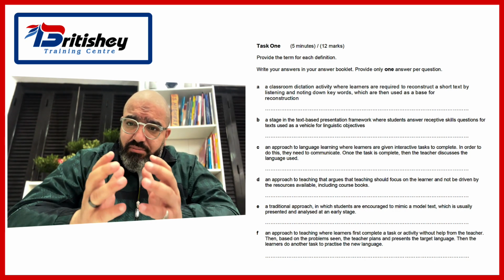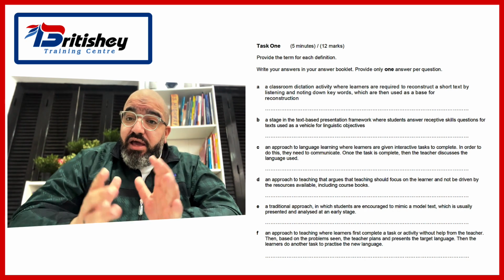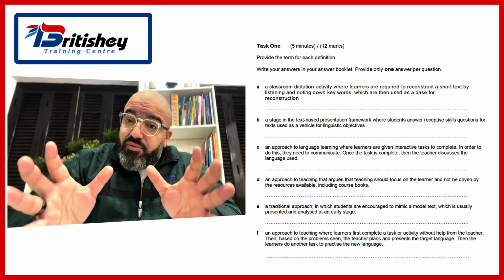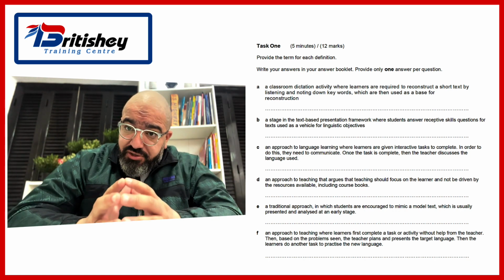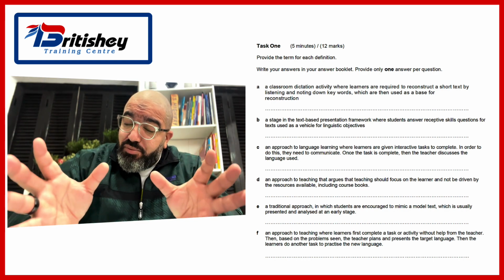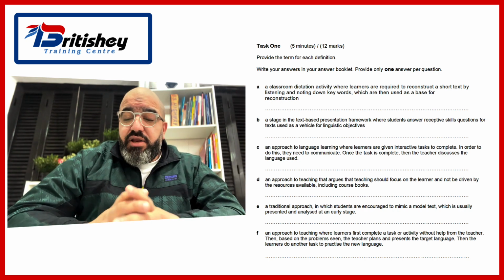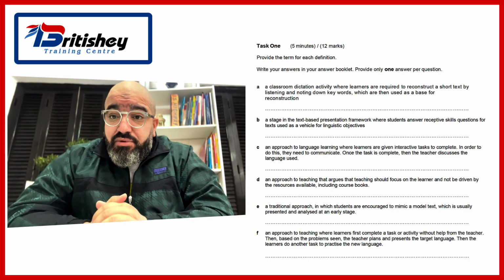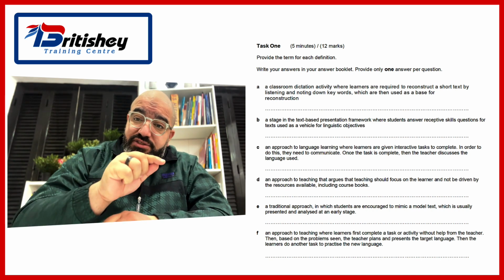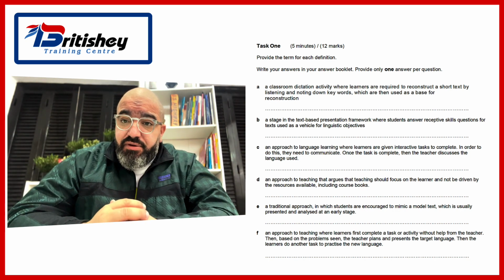Now let's look at number 1 and try to answer it together. So number A says, a classroom dictation activity where learners are required to reconstruct a short text by listening and noting down keywords, which are then used as a base for reconstruction. Now, of course, the term here will be dictogloss. So all what you need to do is to write dictogloss, and now you answered number A.